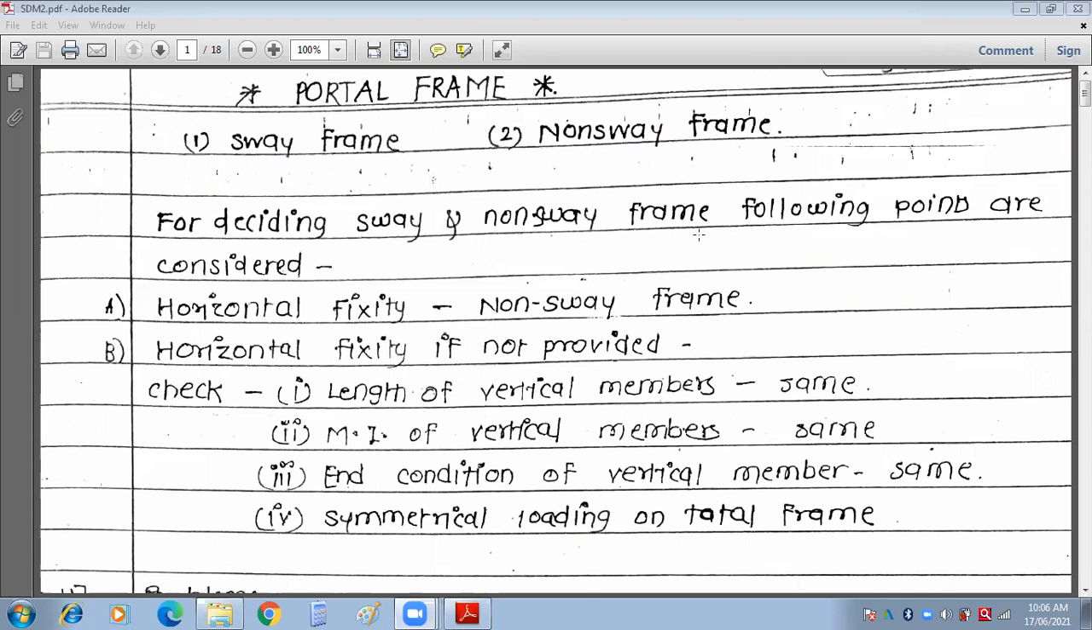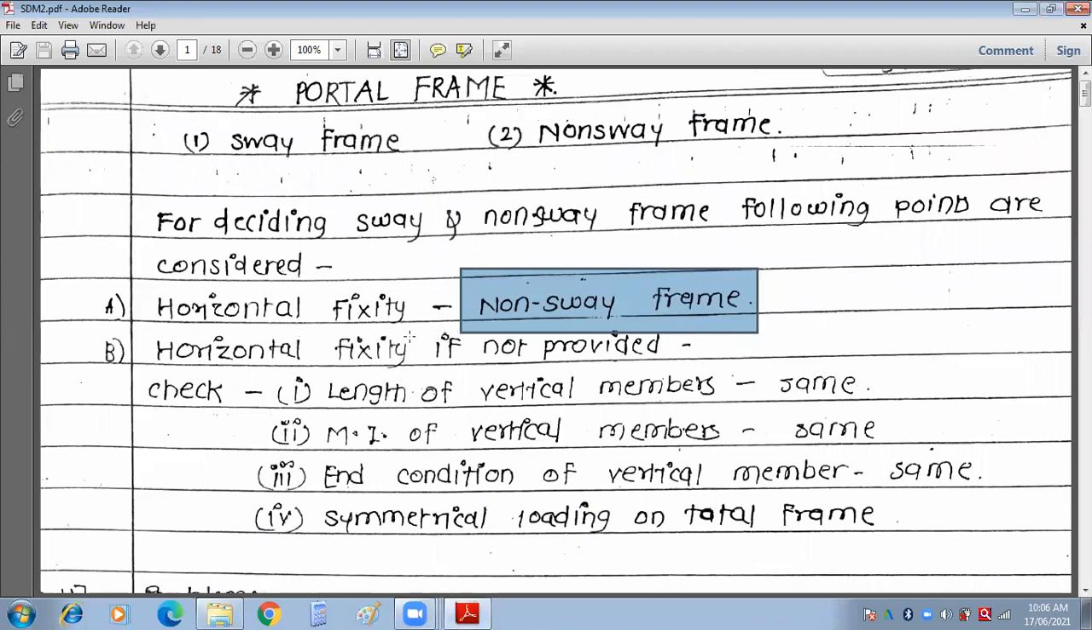Okay, today we proceed with the slope deflection method for portal frames. As we know, portal frames are of two types: one is the sway frame and the other is the non-sway frame. To decide between a sway and a non-sway frame, the following points are to be considered. If horizontal flexibility is there, then it is called a non-sway type frame.